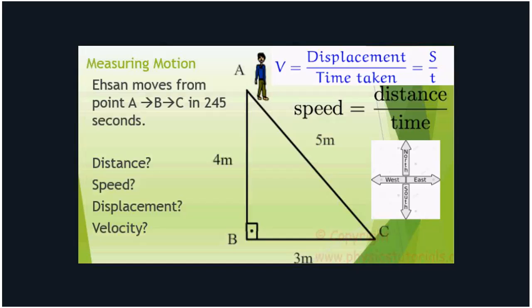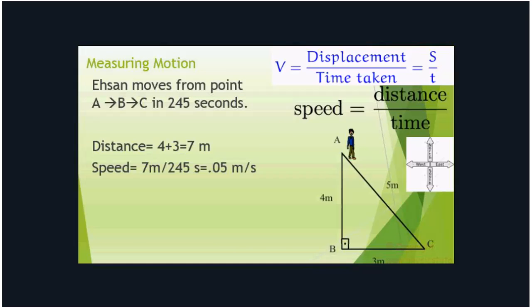So when you look for his distance, you're looking for where he actually walked. He walked on this orange line, which means that to find the distance, I need to add 4 plus 3. And if you add 4 plus 3, you should get 7 meters. To find the speed, you're going to take your distance divided by time, because we're using this equation up here. Take 7 divided by 245 seconds, and you get 0.05 meters per second.